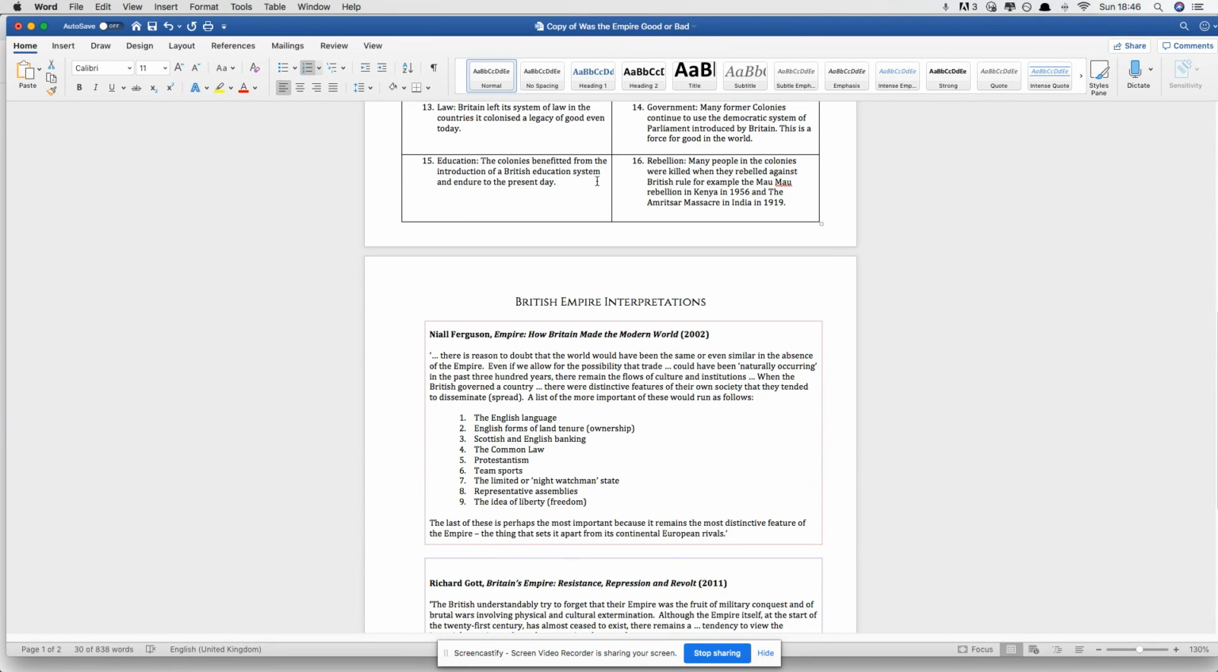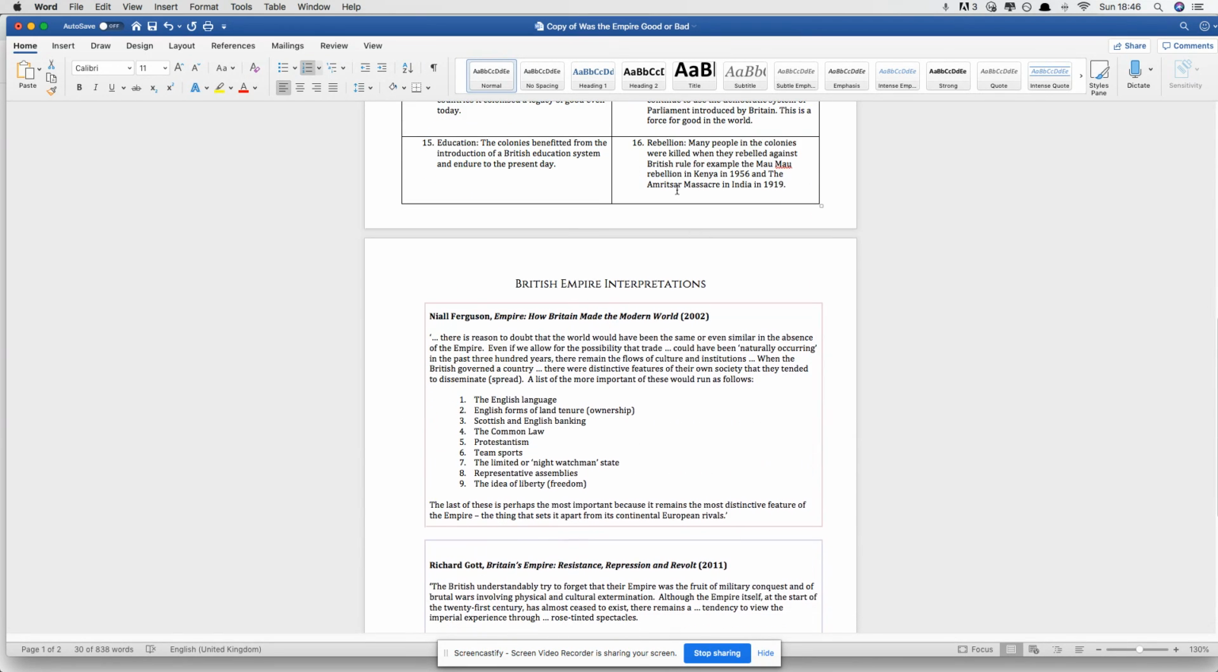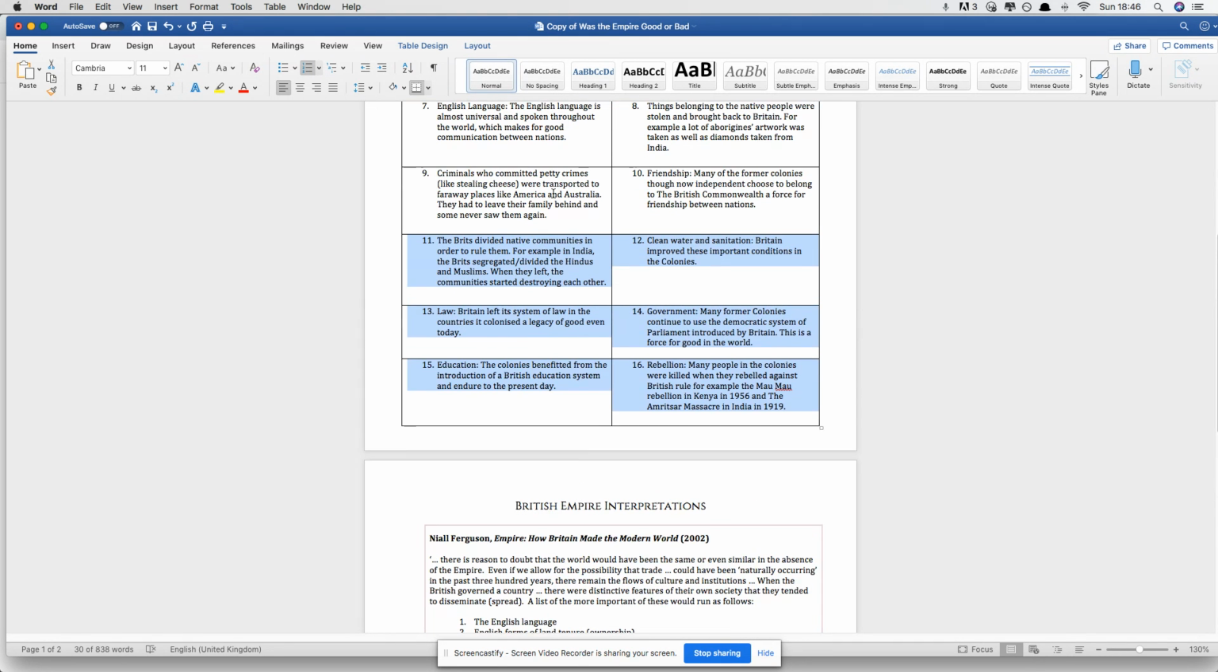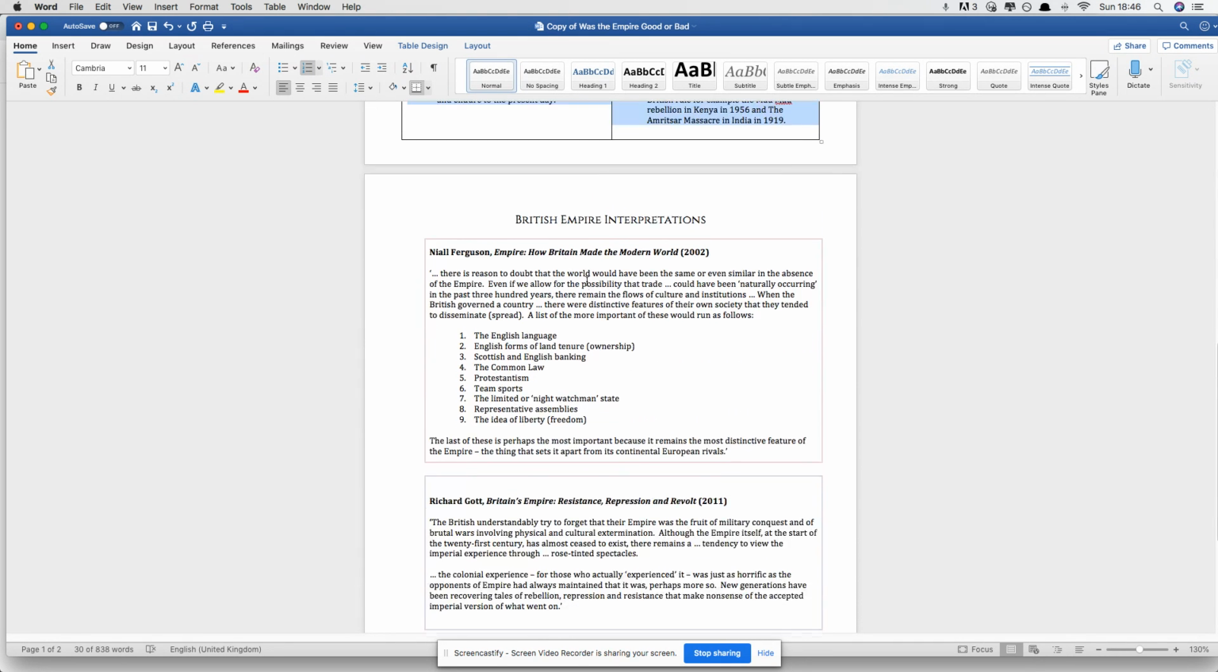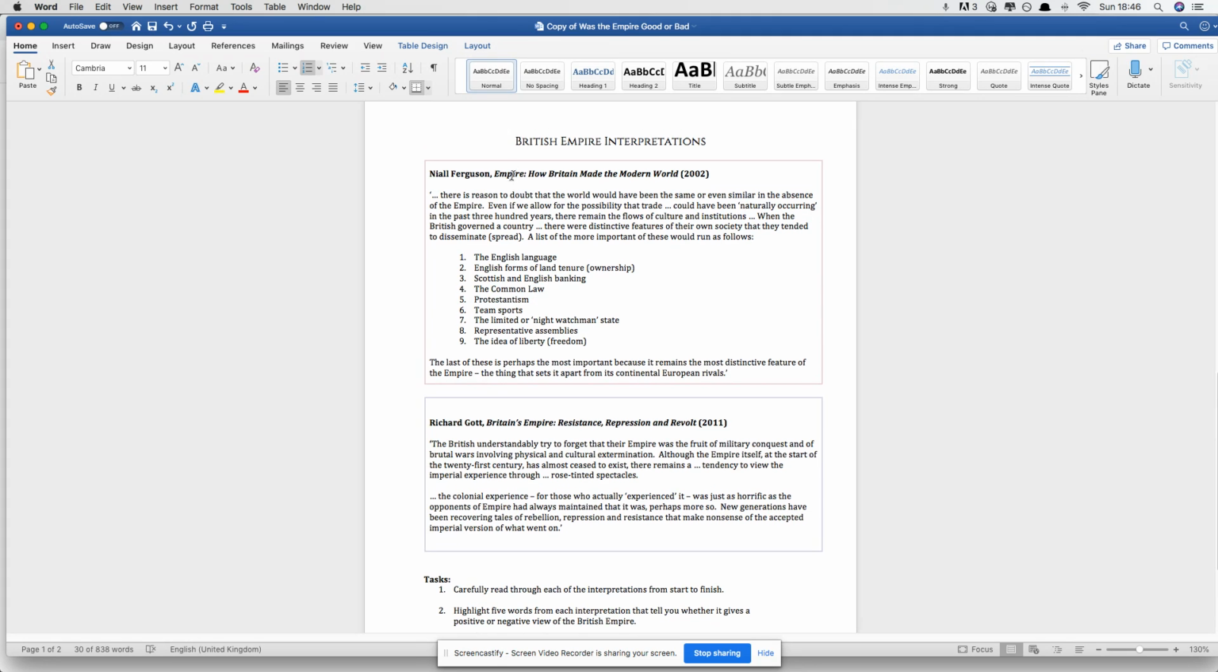Awesome. So that's your first task. Let's look at this task. This sort of card sort activity. And your second one is looking at the interpretations.